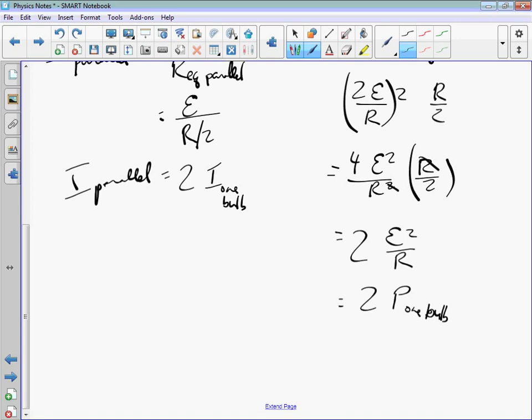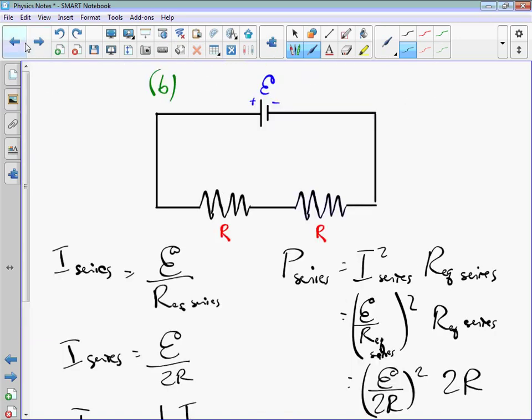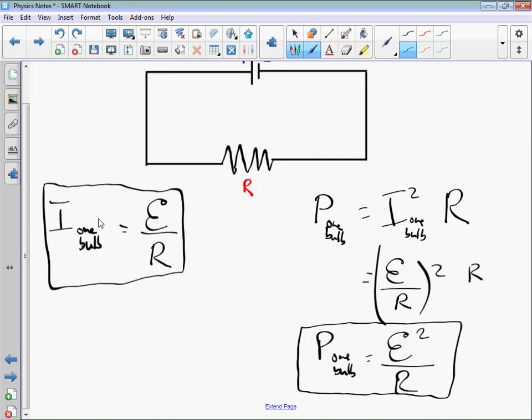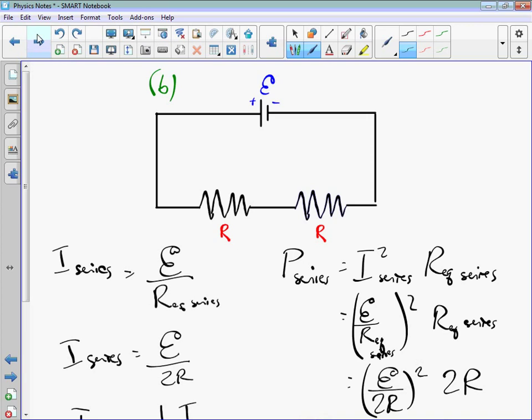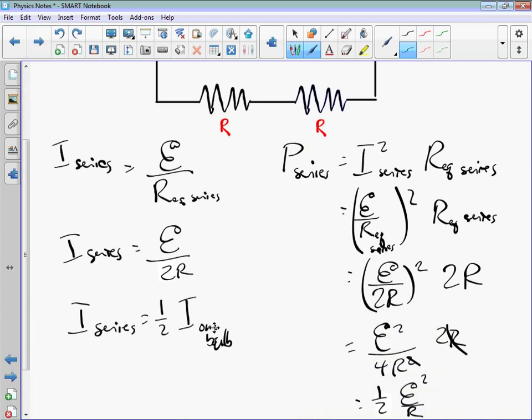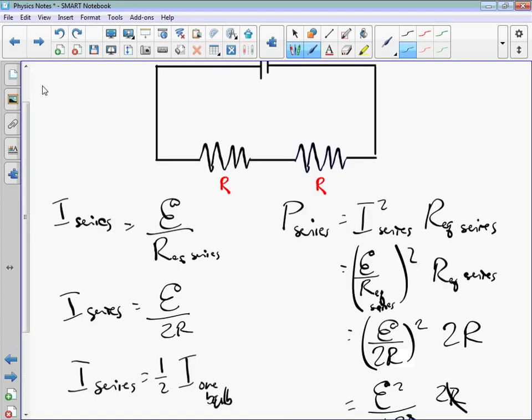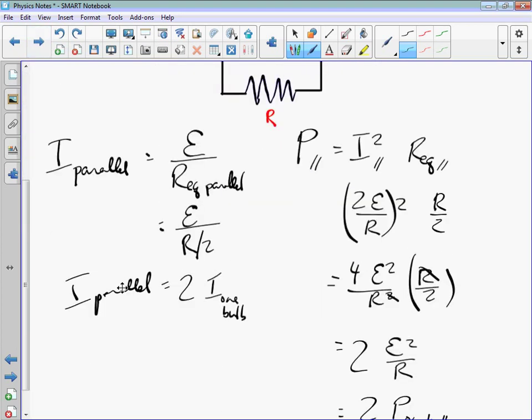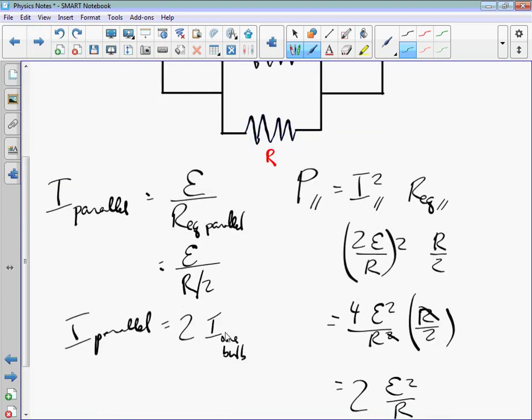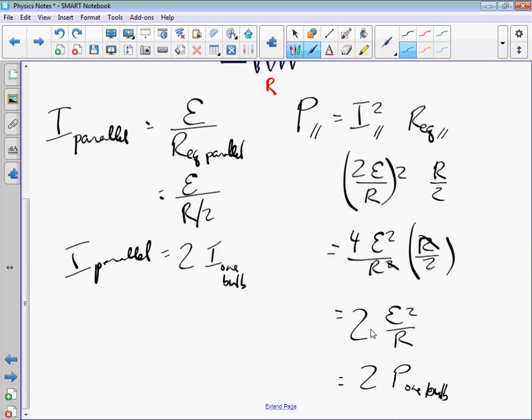What do we learn from this? If we have a one bulb system, we have a current and a power. If we take those bulbs and put them in series, our current in series is half of what it would have been in one bulb, and our power is half as it would have been in one bulb. In parallel, we have twice the current as in a one bulb system and twice the power.